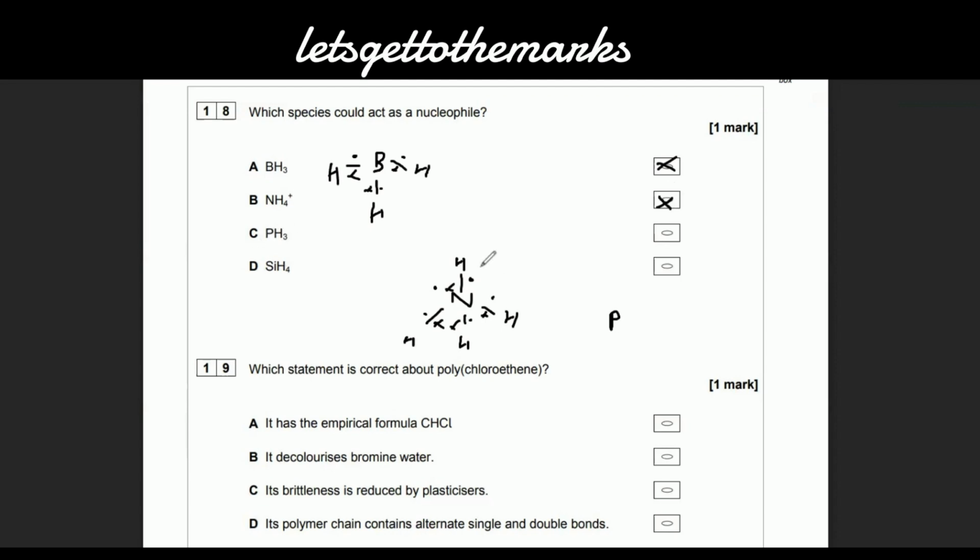Ooh, this is in group 5. So this is going to be pyramidal and have that lone pair. So this could well be a nucleophile. Let's check out silicon. Silicon's group 4. It's going to be tetrahedral, right? Yeah, there's no lone pairs around silicon. So the answer must be C, because it's the only one with the lone pair that it can donate to something positive. So that is a nucleophile.